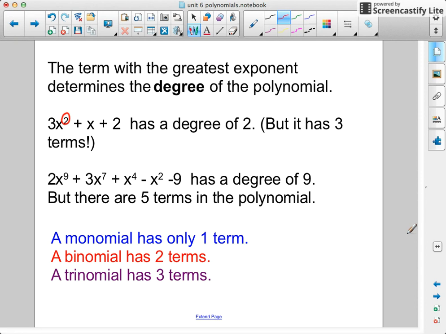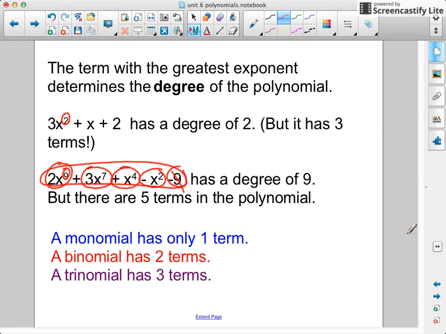If we look at this example right here, 2x exponent 9 plus 3x exponent 7 plus x exponent 4 minus x squared minus 9 has a degree of 9. And that's because of this 9, not because of that 9. That 9 is called the constant because it doesn't have a variable. But there are 5 terms in the polynomial because they're all separated. 1, 2, 3, 4, 5.